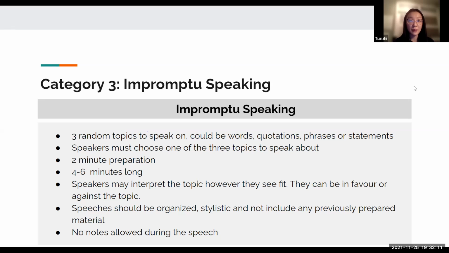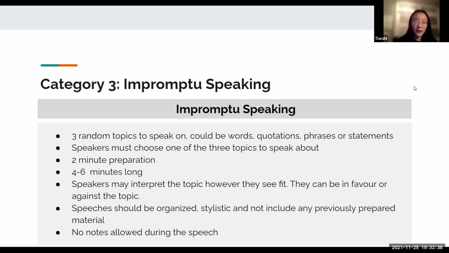Obviously, you want to pick something that is familiar to you, that you feel comfortable talking about. So don't pick something you have no idea what it means. Pick something that you're comfortable with speaking about. You will have 2 minutes to prepare. Within those 2 minutes, you're allowed to write as many notes as you want, but you're not allowed to do research. So no research is allowed, but you're allowed to write as many notes as you want, maybe how you want to structure your speech, some topics that you might want to talk about.